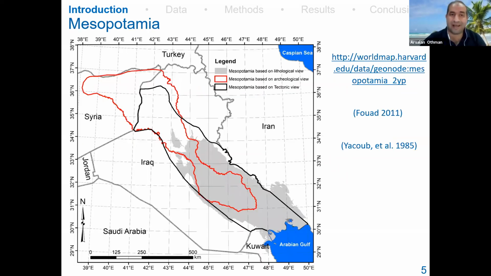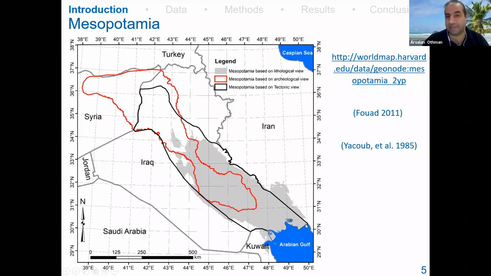First, I will give you some information about the term Mesopotamia, because everyone says Mesopotamia, but the geologist means something, the archaeologist means another thing, and the lithologist means another thing. If you look at the red boundary, this represents what the archaeologists mean by Mesopotamia, while the geologist or the person interested in tectonics means the area between the high folded zone and the plateau or the stable zone in Iraq, which is represented by the black boundary.